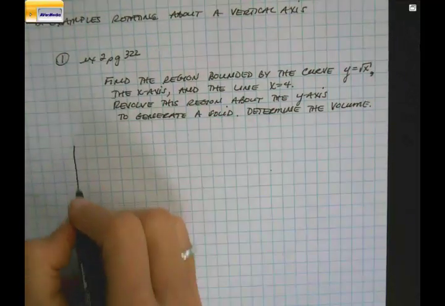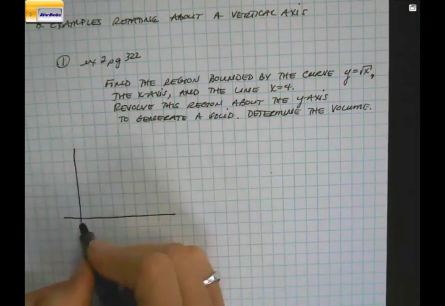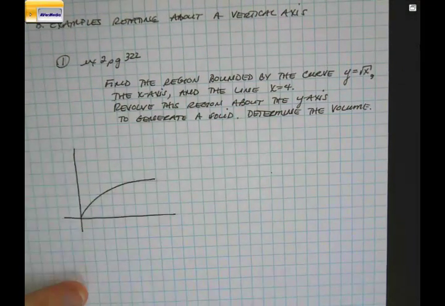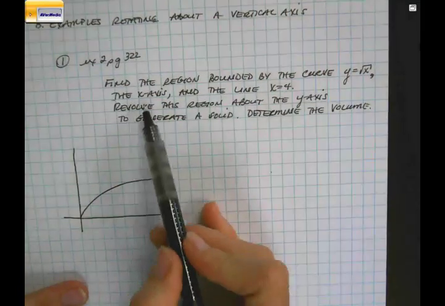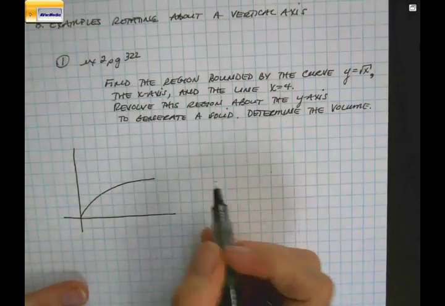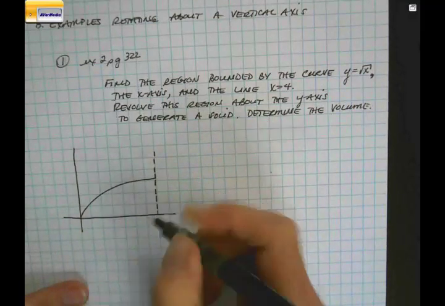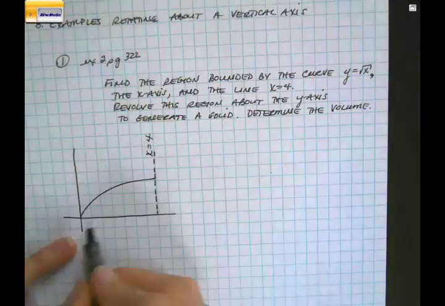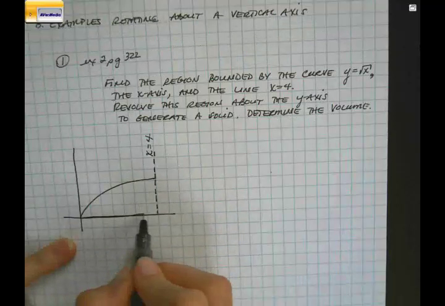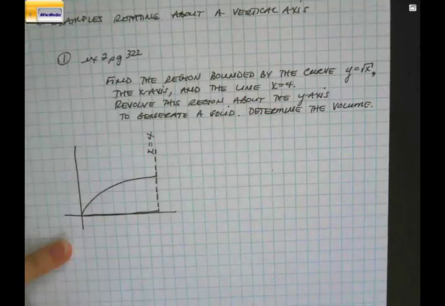Okay, so let's get an idea of what this graph looks like. We know what the square root of x looks like, and I'm not going to get fancy with these graphs, but the square root of x looks something like that. There's your square root of x. Now, your curve is bounded, y equaling square root of x, the x-axis, and the line x equaling 4. So let this be the line x equaling 4. So you have this region bounded by the x-axis, the curve, and the line x equaling 4.